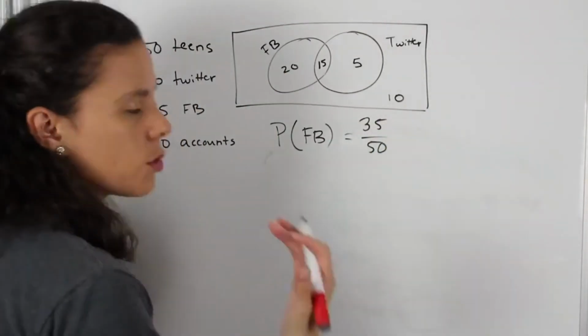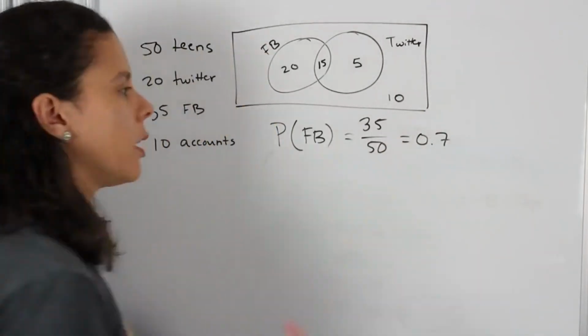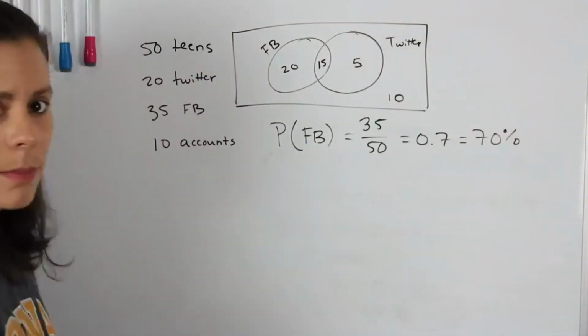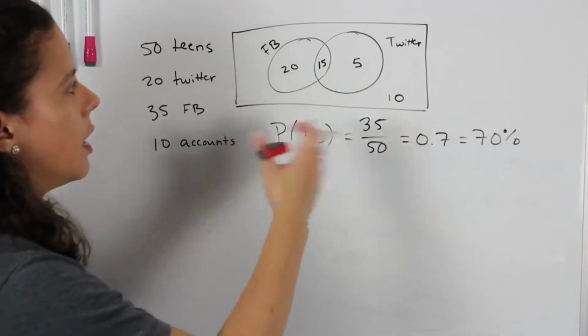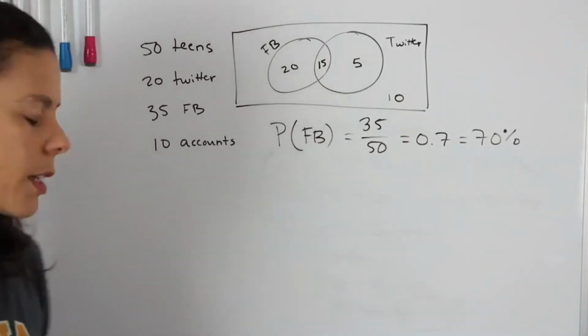We know, if we do it on the calculator, that that's going to be 0.7. It's another way to write the probability, or we can say there's a 70% chance that if we choose a student at random, right, out of the 50 students, they're going to have a Facebook account. There's a 70% chance of that, okay?